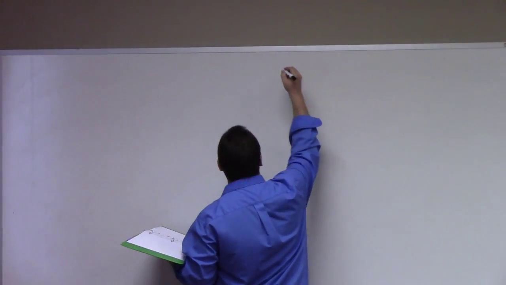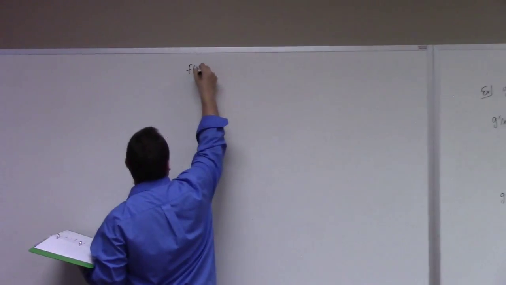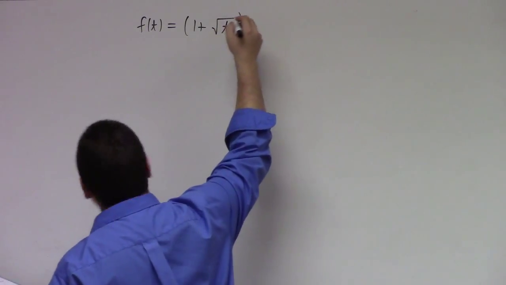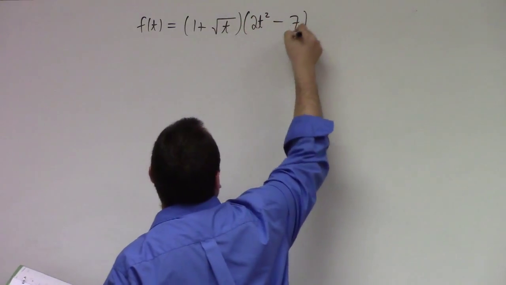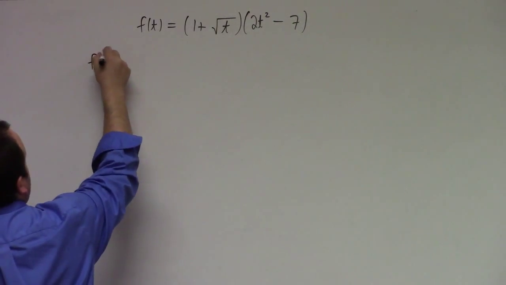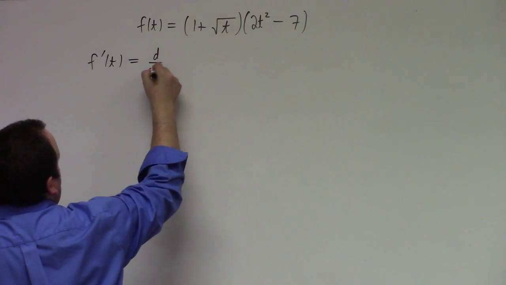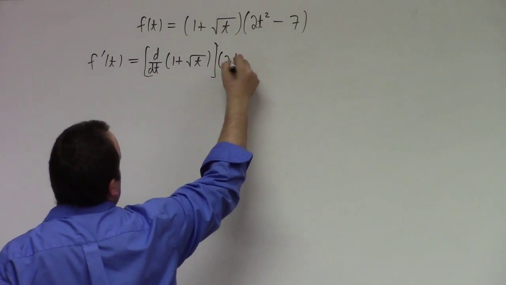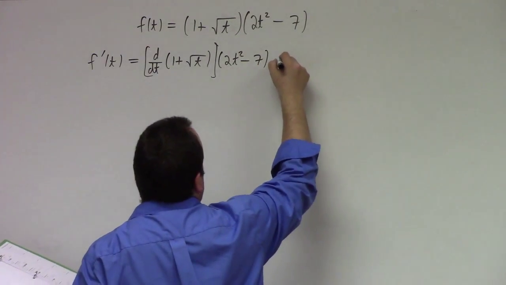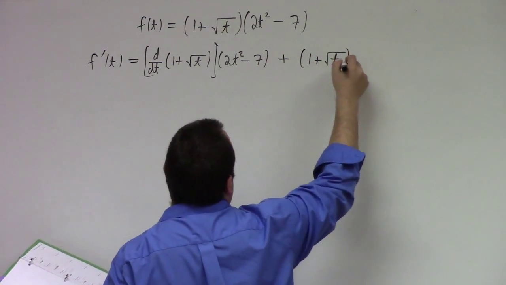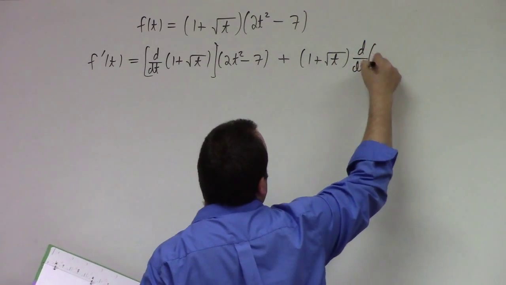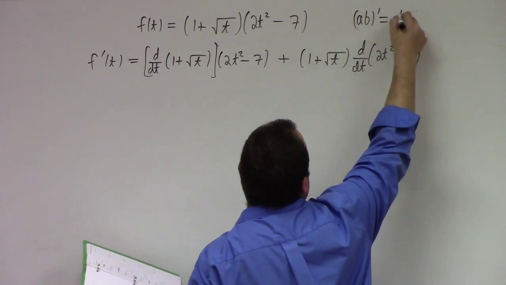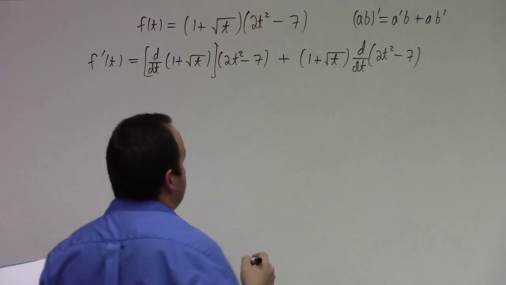Okay, so we have f of t equals 1 plus the square root of t, times 2t squared minus 7. And we're supposed to calculate the derivative of this thing. So we do the product rule. Product rule says I take the derivative of the first function in the product, multiply that times the second function, undifferentiated, just left plain, and then plus the first function, not differentiated, just left alone, multiplied by the derivative of the second function. In the AB notation I was just using, it's like (AB)' is A prime B plus AB prime. That's product rule.